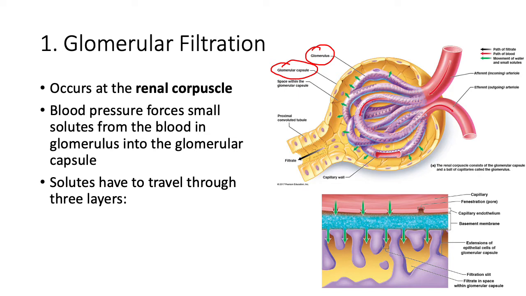Specifically, what is happening here is that blood pressure is really high inside these arteries and inside the glomerulus, and that high blood pressure is going to force small solutes from the blood into the glomerular capsule, and specifically those solutes are going to end up in the space within the glomerular capsule. But in order to get to that space, there's actually three different layers that solutes have to travel through in order to enter that space. And that's what this figure here on the bottom is showing.